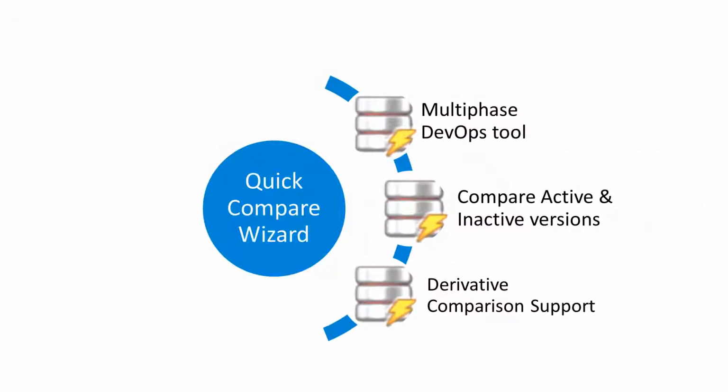Before we conclude this session, I'd like to spend a few minutes on the Quick Compare wizard. Prior to 3.8, it was only available to LiveCompare editors. It has now been surfaced as an app on the consumer homepage. The Quick Compare wizard is a multi-phase DevOps tool. It supports the comparison of many different object types. It includes functionality to explore and compare versions. It also has the ability to compare object clones.